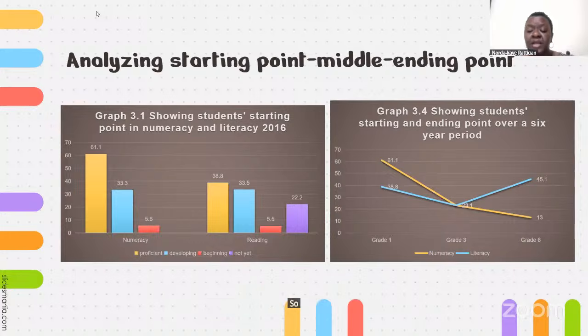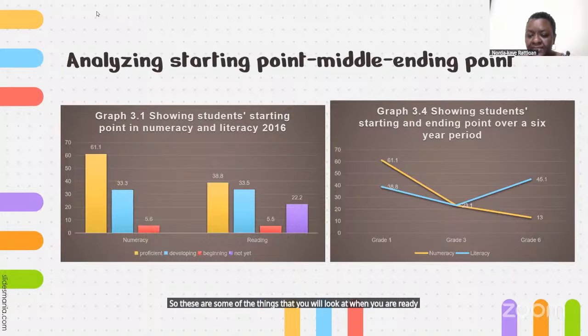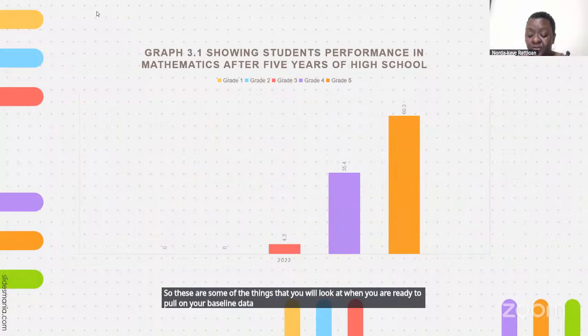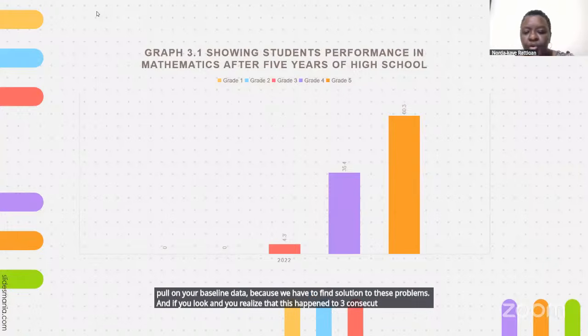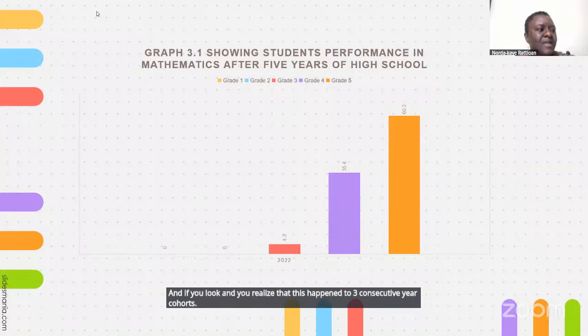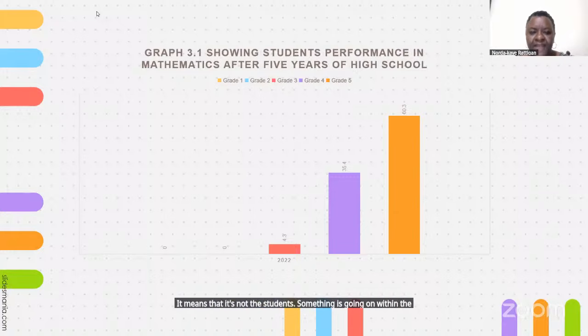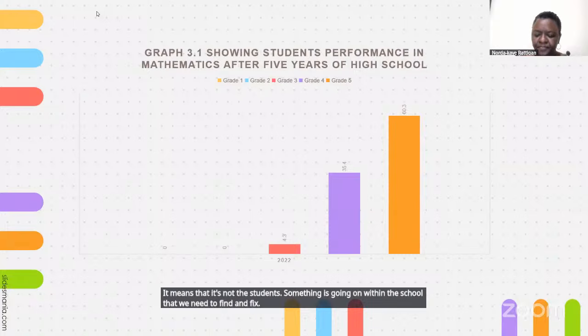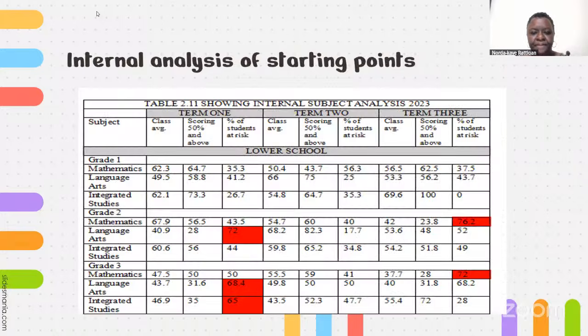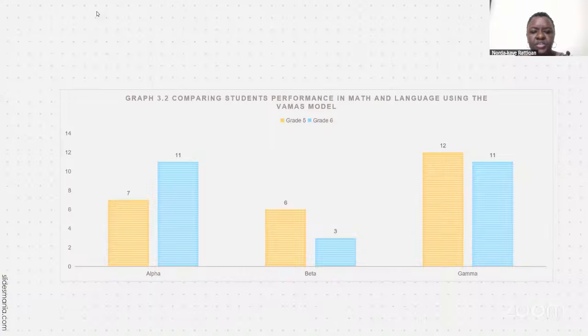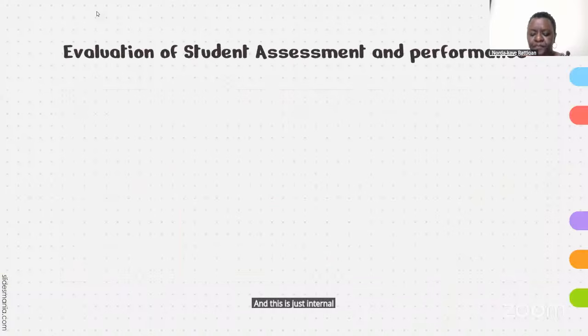So these are some of the things that you will look at when you are ready to pull on your baseline data, because we have to find solutions to these problems. And if you look and you realize that this happened to 3 consecutive year cohorts, it means that it's not the students. Something is going on within the school that we need to find and fix. And this is just internal data.